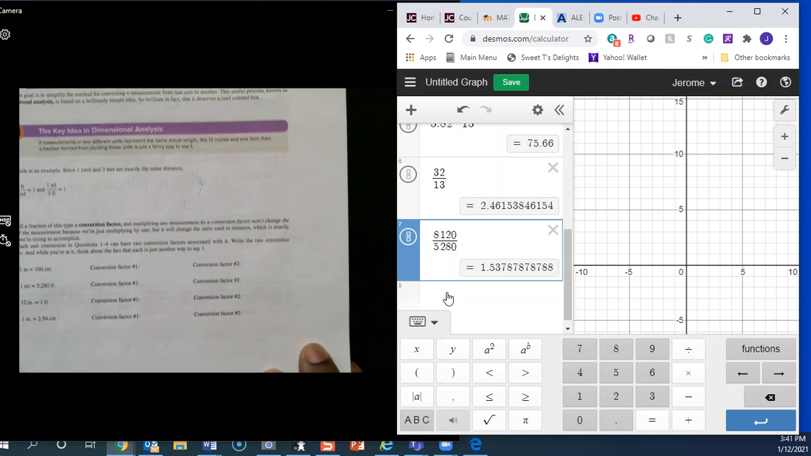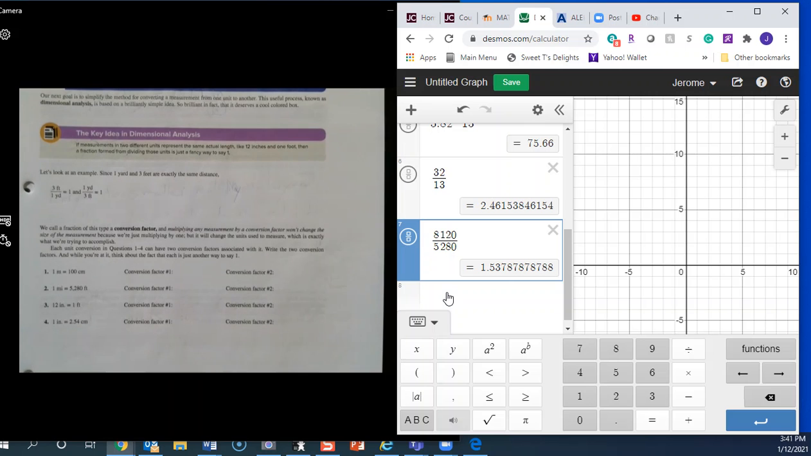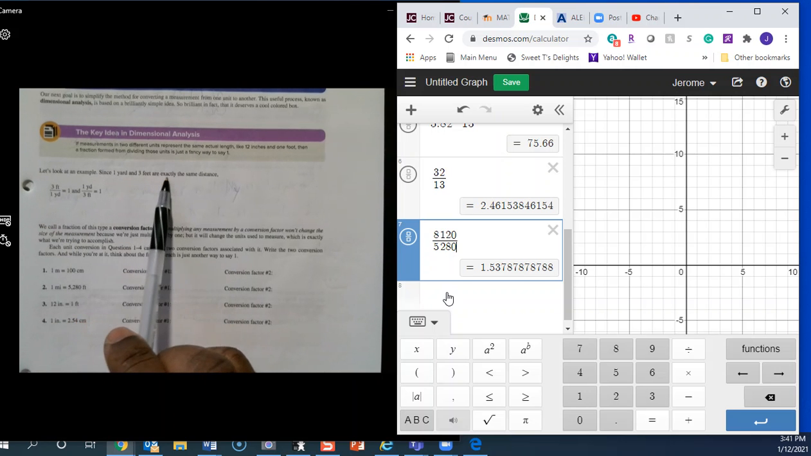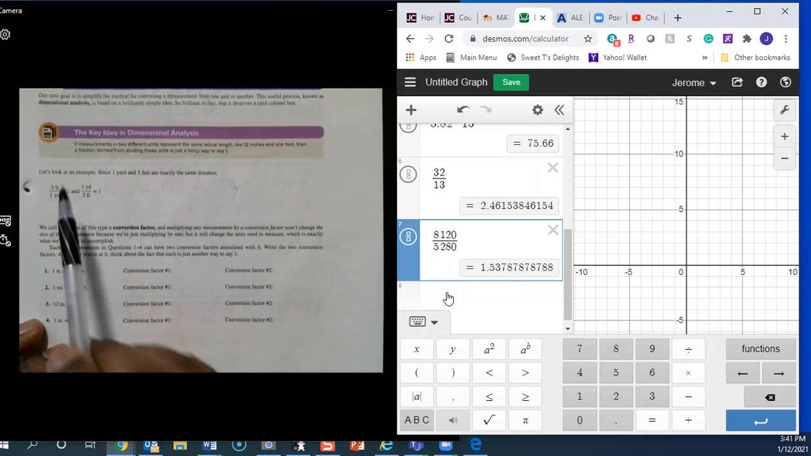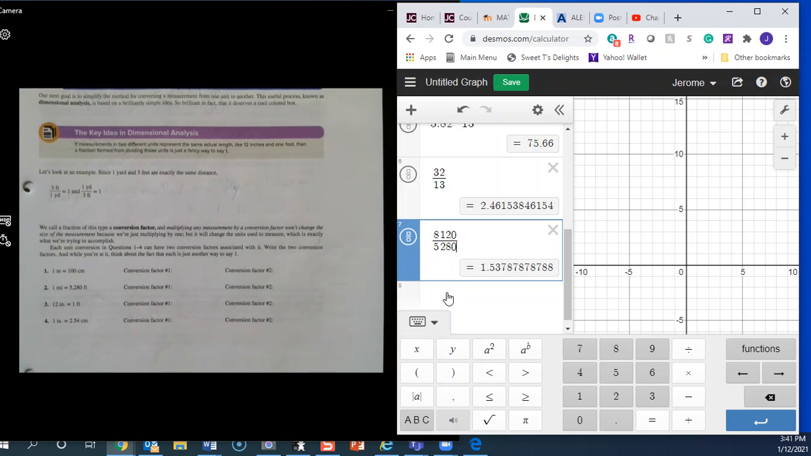Now it says here, in this tan box, it talks about the key idea in dimensional analysis. If measurements in two different units represent the same actual length, like 12 inches and 1 foot, then a fraction formed from dividing those units is just a fancy way to say 1. Now, let's look at an example. Since 1 yard and 3 feet are exactly the same distance, 3 feet over 1 yard is 1. 1 yard over 3 feet is 1.